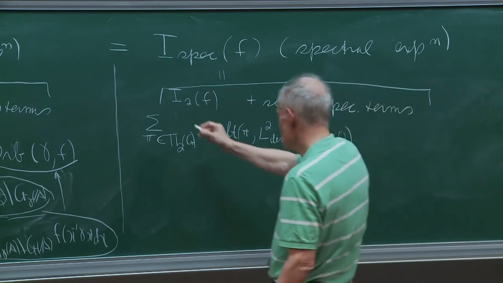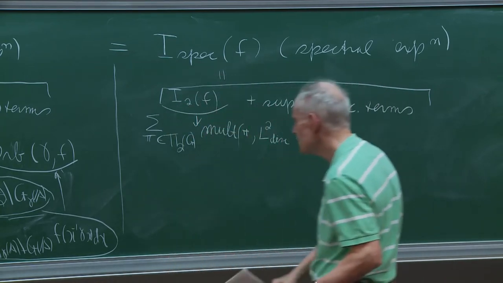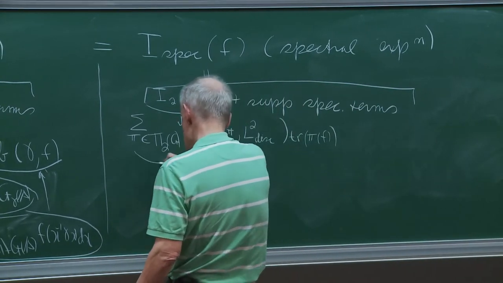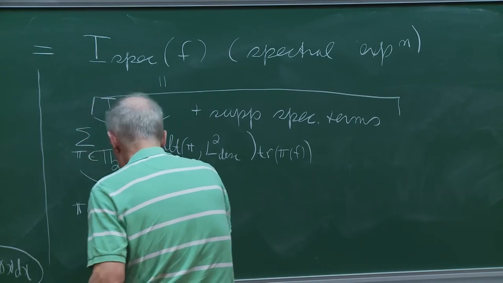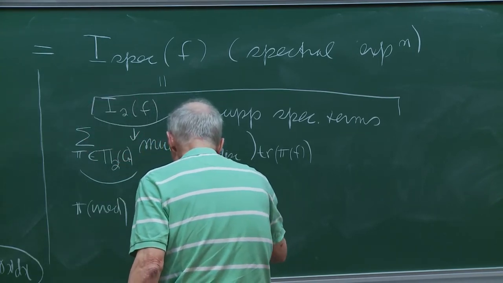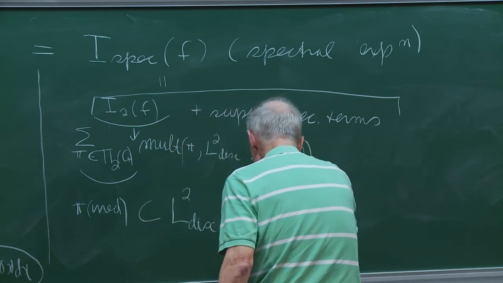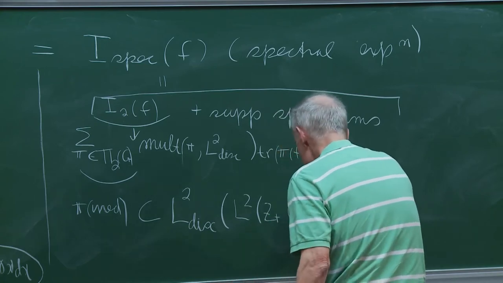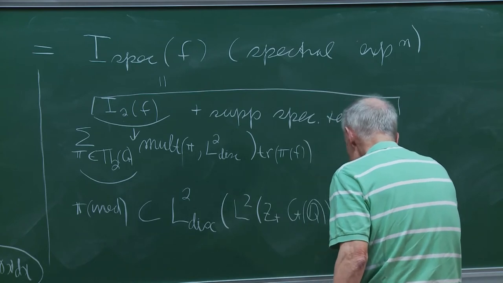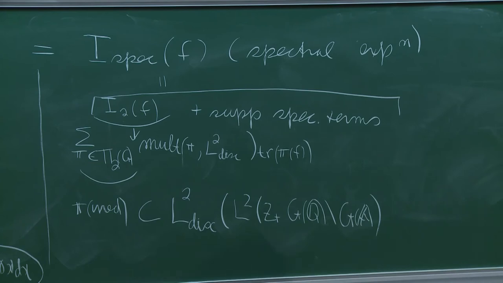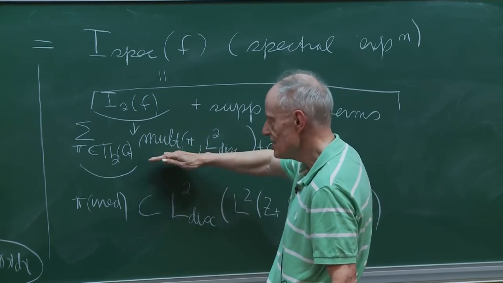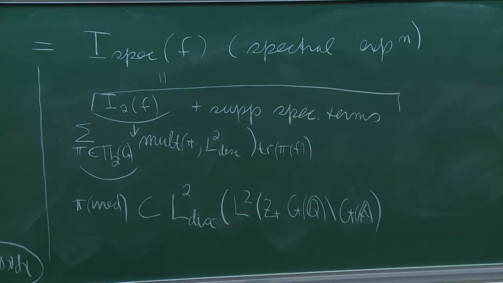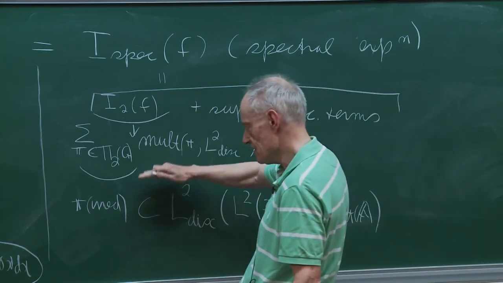Now I'm just talking about what this is here. And by this, I just mean the set of irreducible representations which are contained in the discrete spectrum of L2 Z plus G(Q) G(A). So these are what you really want. This is the essence of functoriality, to understand relations among these representations in the discrete spectrum as the group G varies in a very natural way. That's what functoriality applies to.